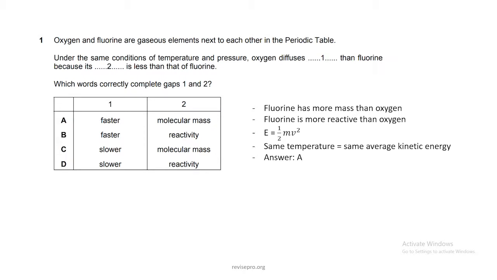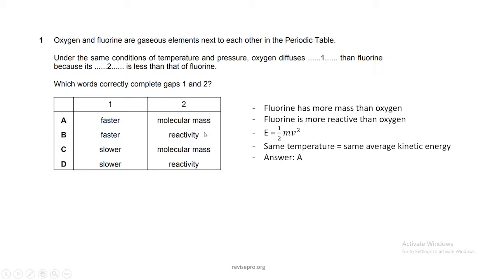Oxygen and fluorine are gaseous elements next to each other in the periodic table. Under the same conditions of temperature and pressure, oxygen diffuses dash than fluorine because its dash is less than that of fluorine. Which words correctly complete gaps 1 and 2?